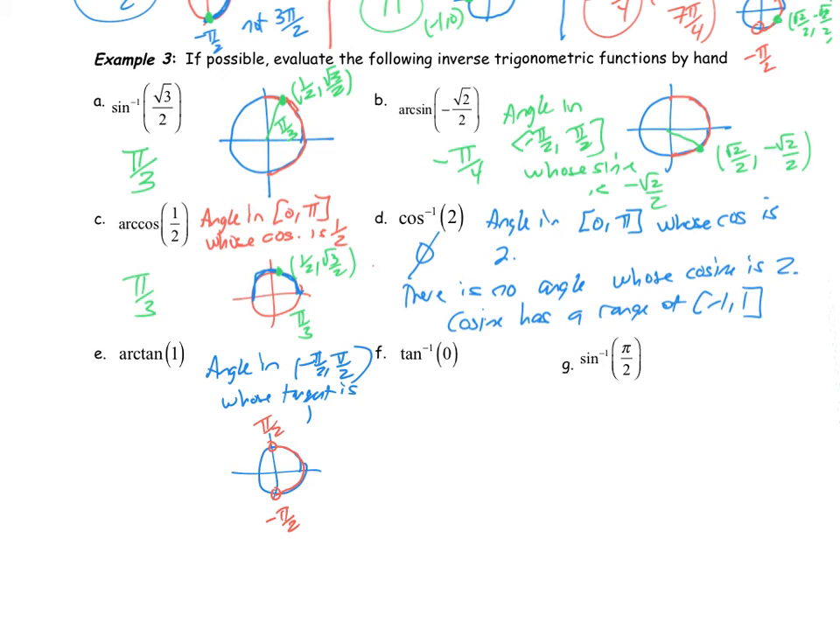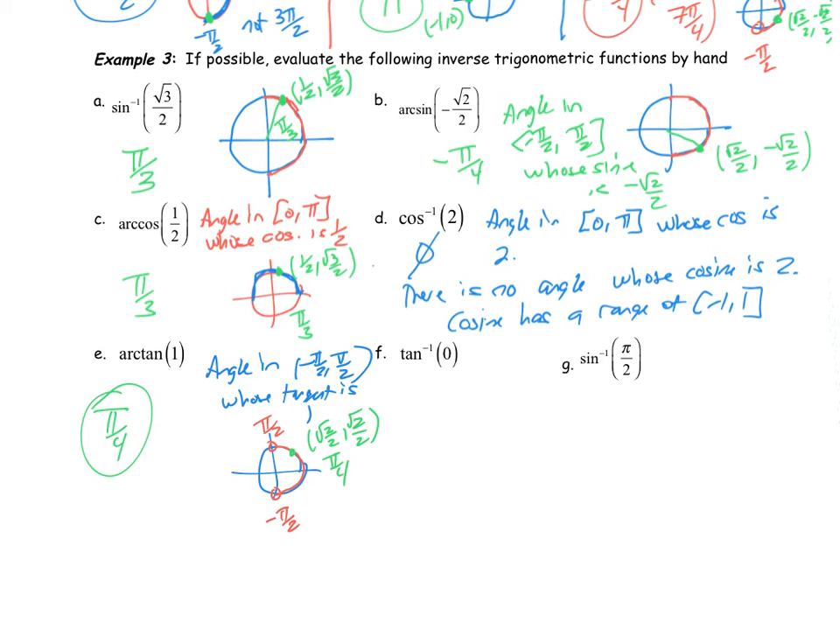Tangent's going to be 1 when sine and cosine have the same value, and that's going to occur at pi over 4, where sine and cosine are both rad 2 over 2. So this answer is pi over 4.